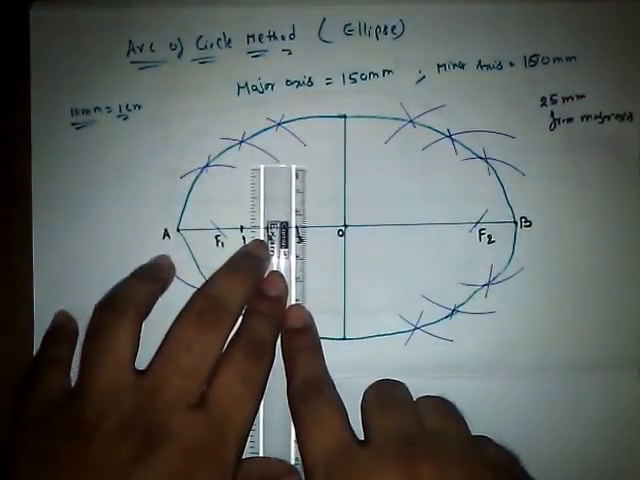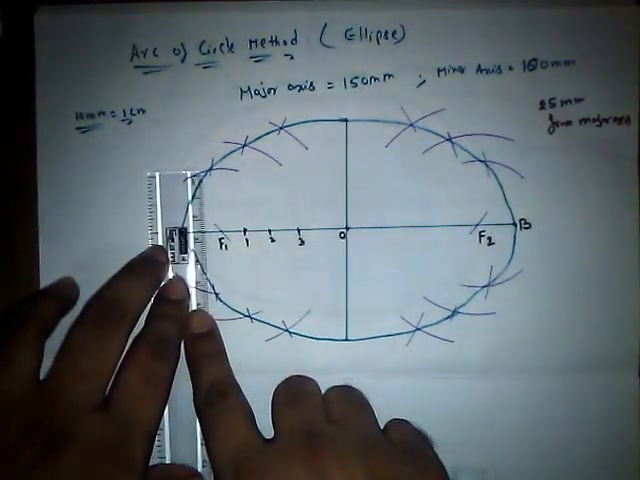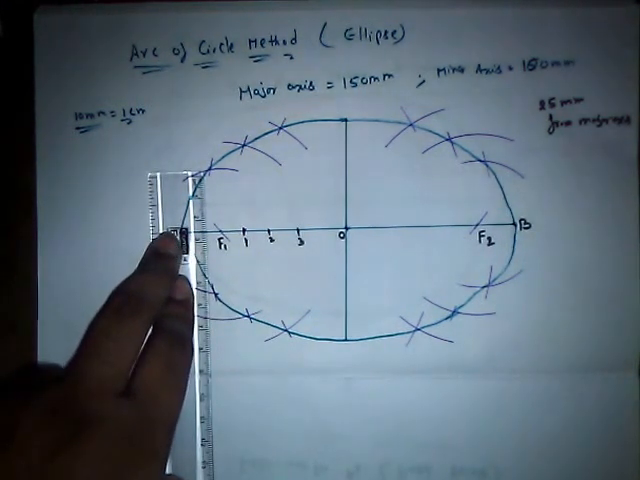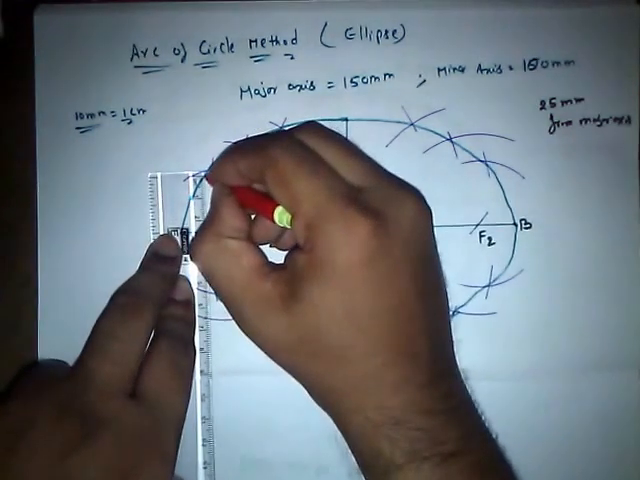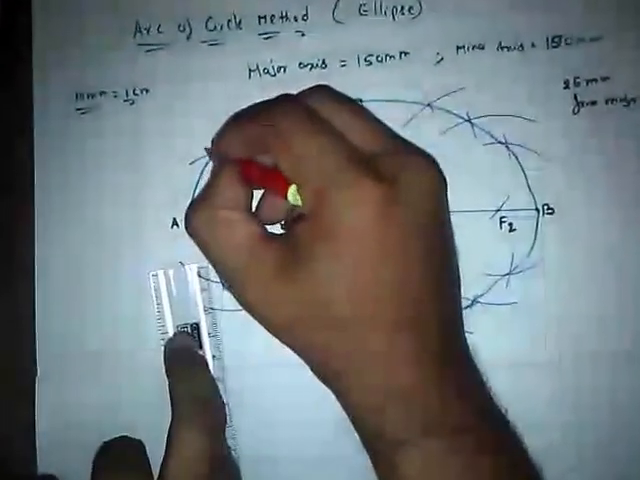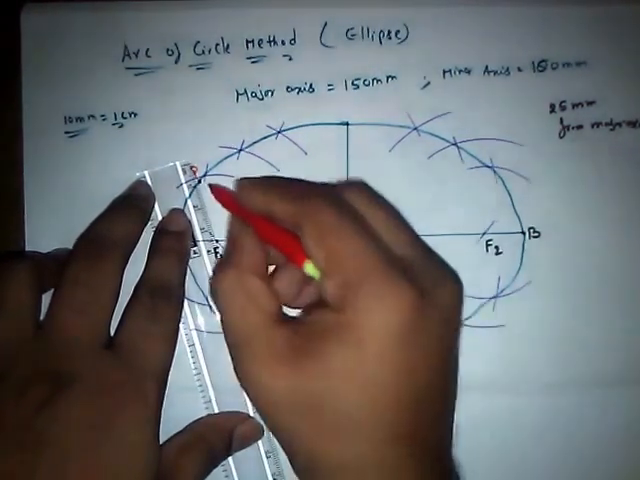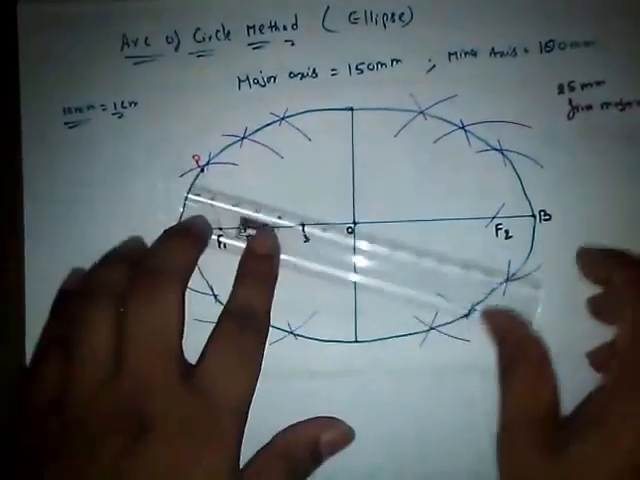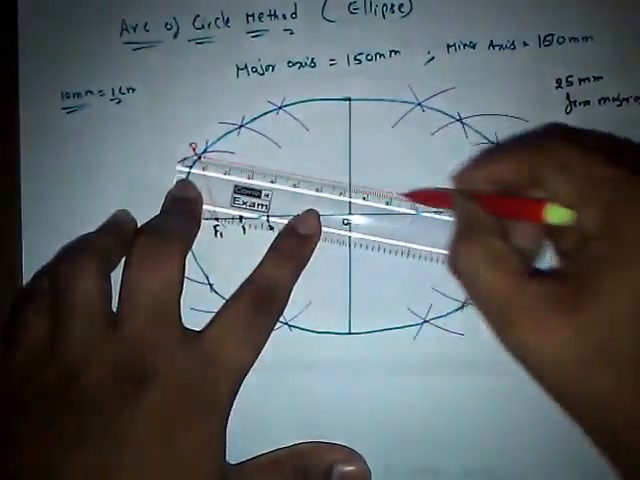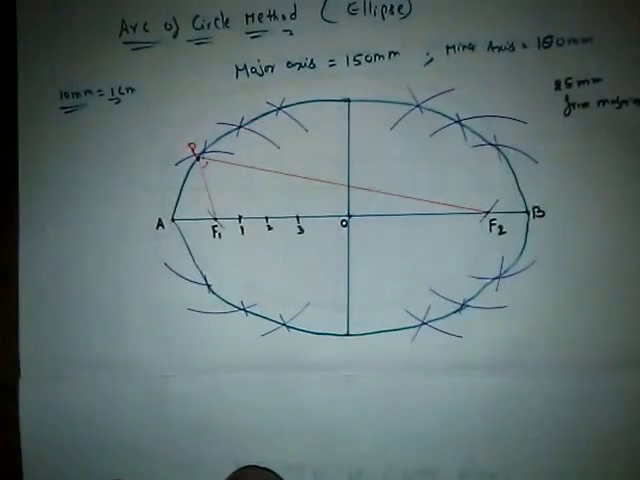So what I am going to do is move this scale or the drafter in this manner such that I can get the point P on the curve. I got the point P on the curve at this particular point. So this is point P. What we shall do is join point P to the foci F1 and F2. So here we get a certain angle theta. Let us measure the angle present over there.